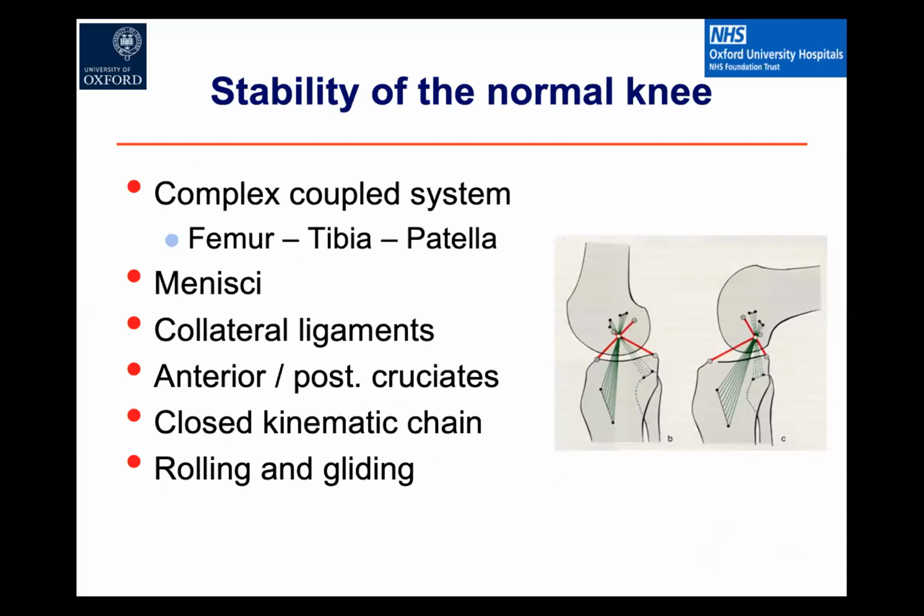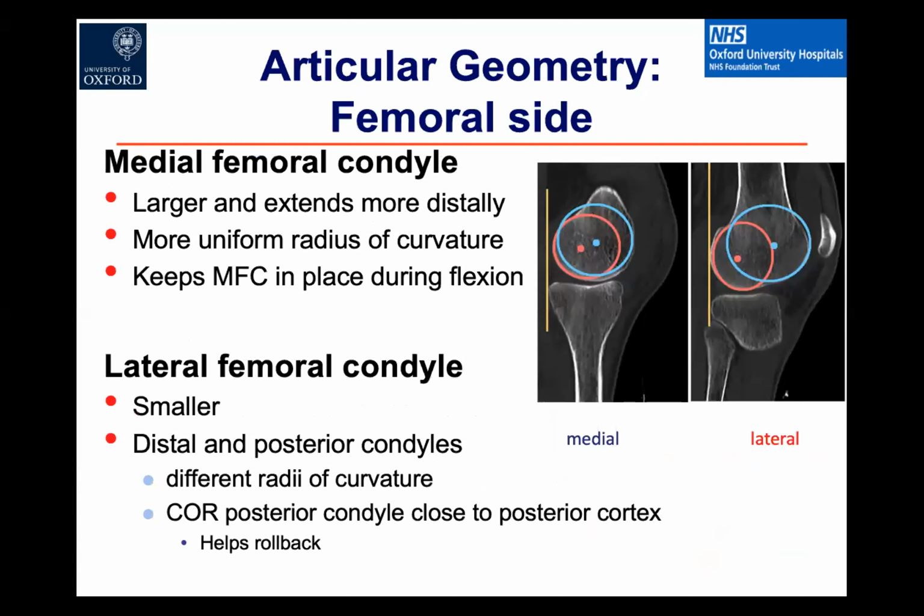So the stability of the normal knee is a complex 4-bar linkage consisting of the femur, tibia, patella, and these stabilizers include the menisci, collateral ligaments, the cruciate ligaments, and also a complex gliding and rolling movement, which I'll go into in a minute. But that's all dependent on the articular geometry of the knee itself.